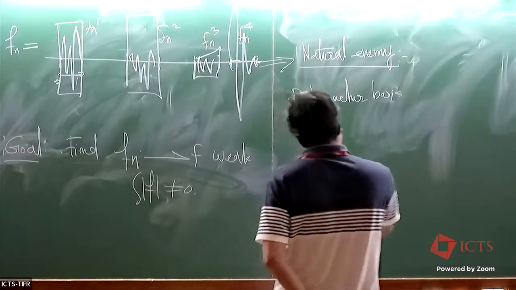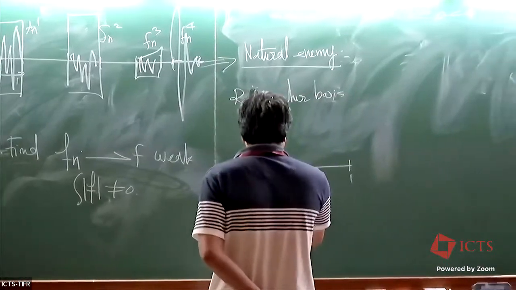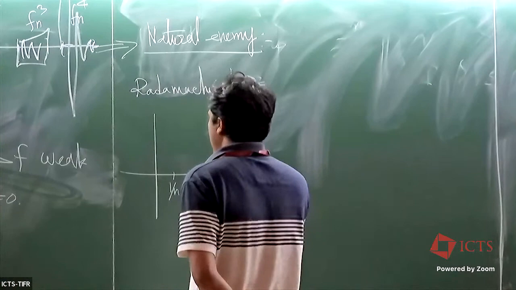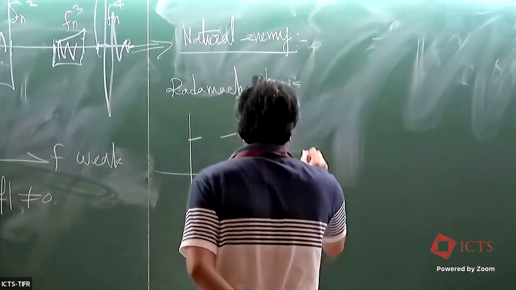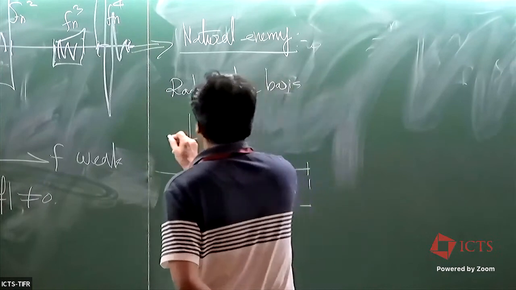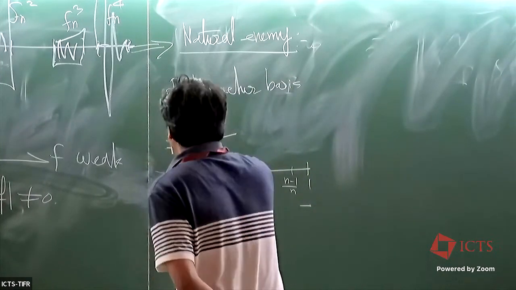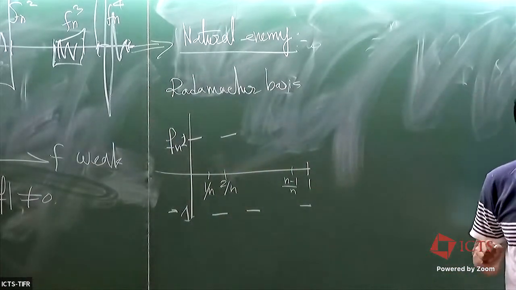Meaning, take the interval [0,1], and let's say this is 1 over n, this is 2 over n, and so on. This is n minus 1 over n, and my function is 1 here, minus 1 here, and then 1 here, minus 1 here, and then minus 1 here. So this is my f_n. So this is 1, and this is minus 1. And as you can see, as n goes to infinity, this really converges to 0, right?